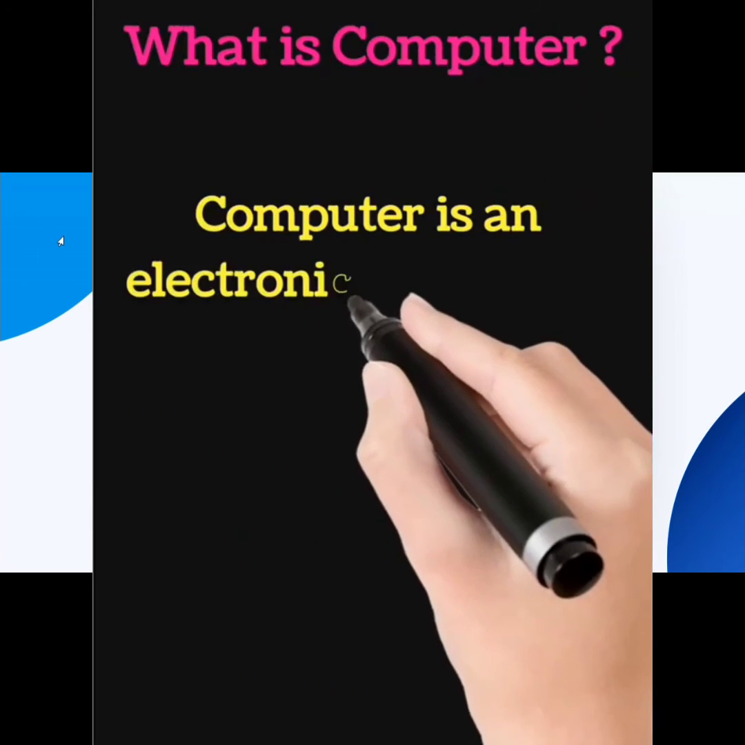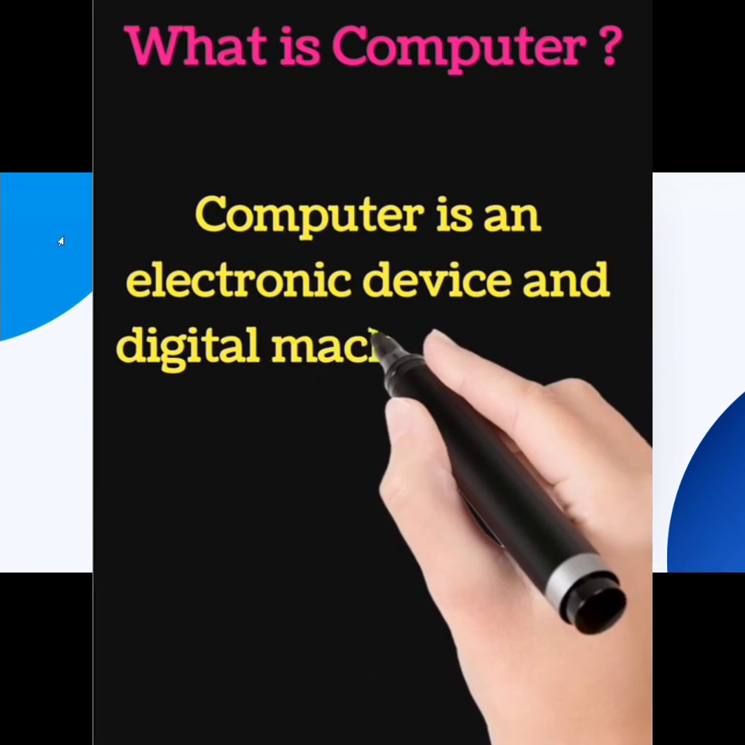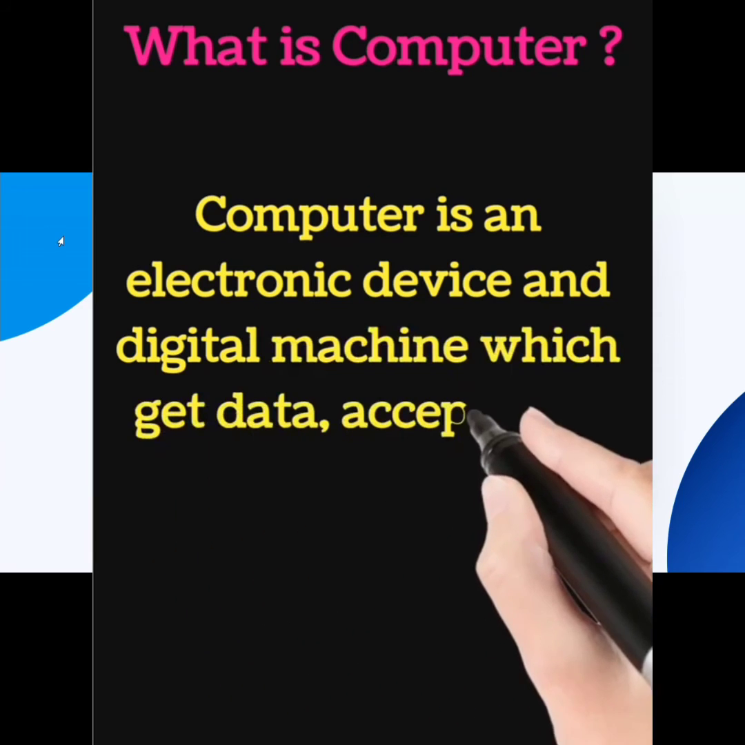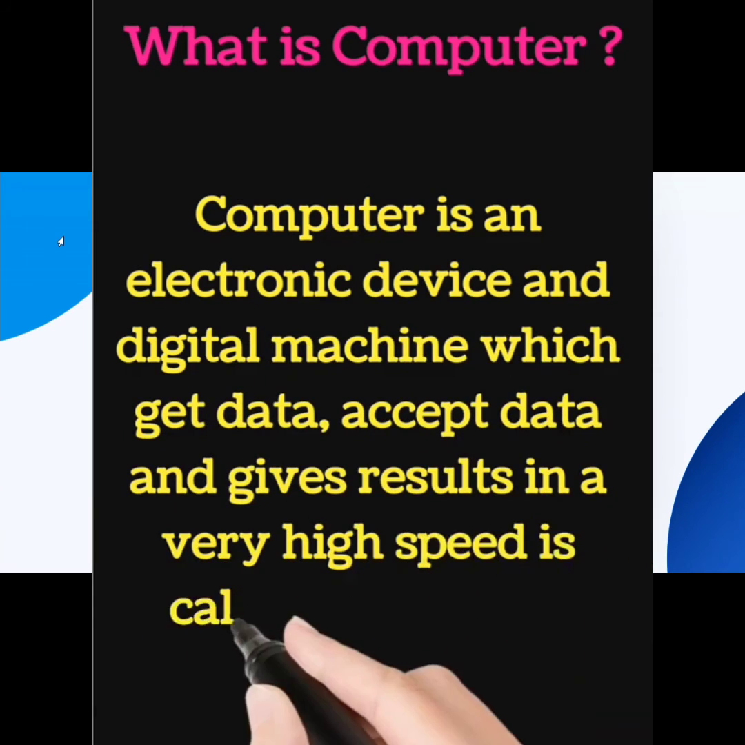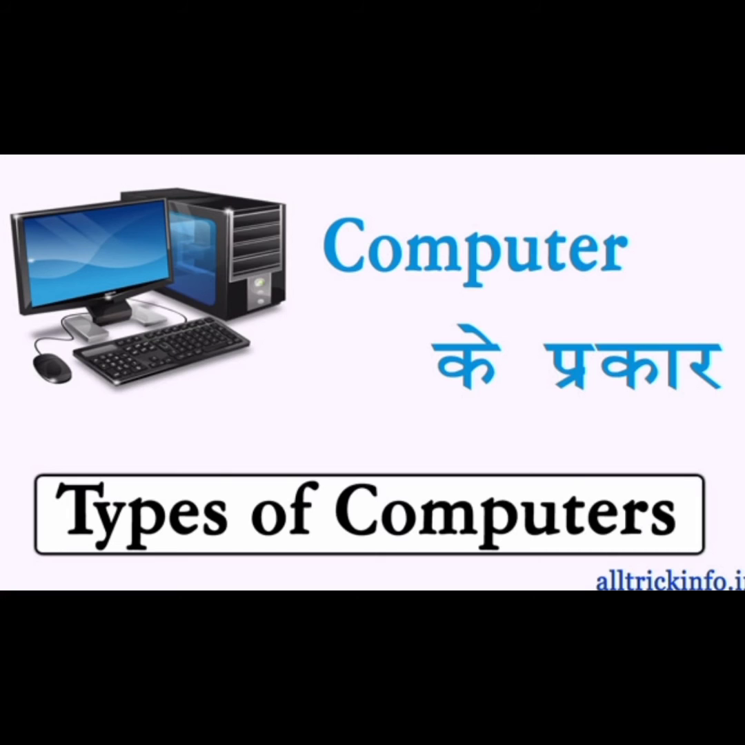What is computer? Computer is an electronic device and digital machine which gets data, accepts data and gives results at a very high speed is called computer.